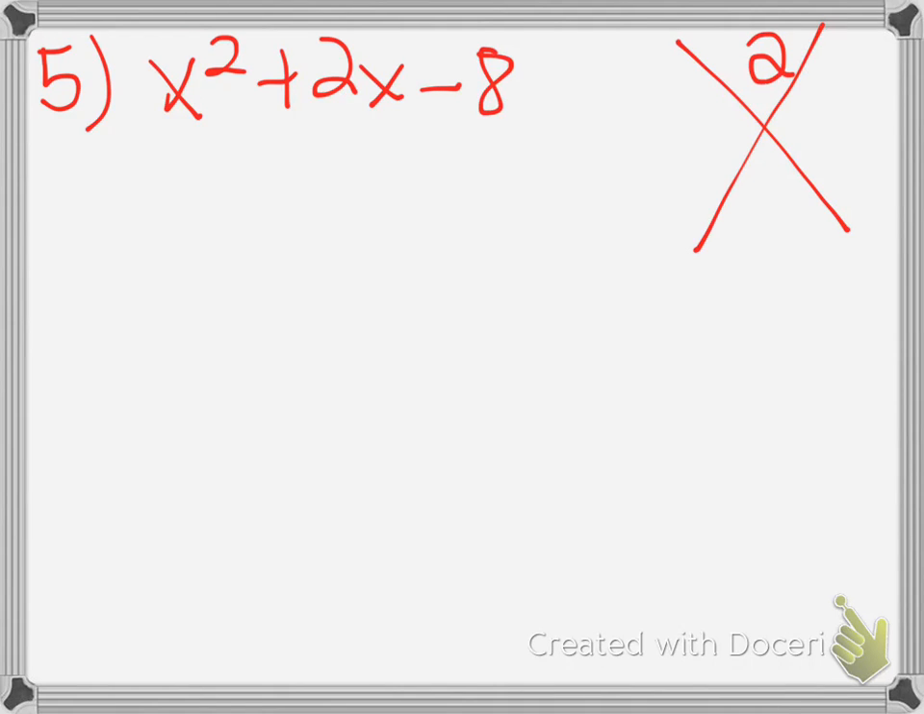So my b value is 2, a is 1, c is negative 8, multiplied together gets me negative 8. So I have to find two numbers that multiply to be negative 8, so that means one of the numbers has to be negative, one of them has to be positive, and adds to be positive 2. So because we're adding to be a positive number, my bigger number is going to have to be positive, okay?